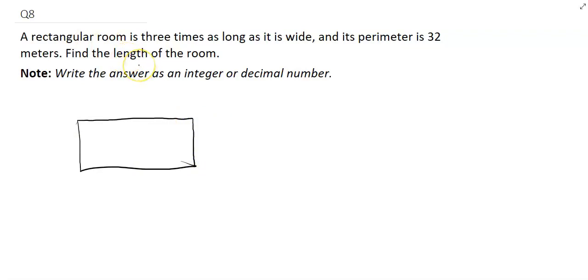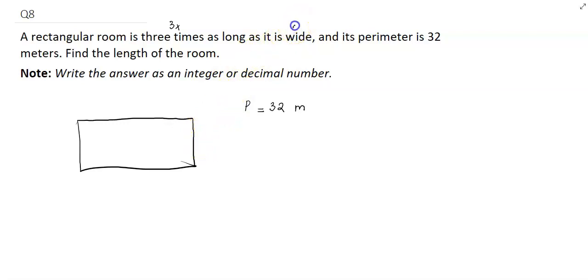And this rectangular room is 3 times as long. So 3 times means multiplication, 3 times as long as it is wide. And its perimeter is 32 meters. So let's write here, perimeter, P uppercase, that we normally use, is 32 meters. The length of this room is 3 times its width. I do not know what the width is. Nobody told me what number it is.